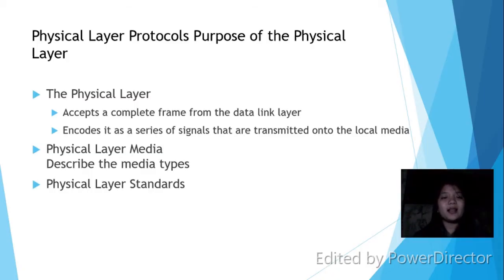Access. Physical layer protocols, the purpose of the physical layer. So the physical layer accepts a complete frame from the data link layer. This is the purpose of the physical layer. It says here that it accepts a complete frame from the data link layer, then encodes it as a series of signals that are transmitted onto the local media. So it encodes to transmit to the local media.